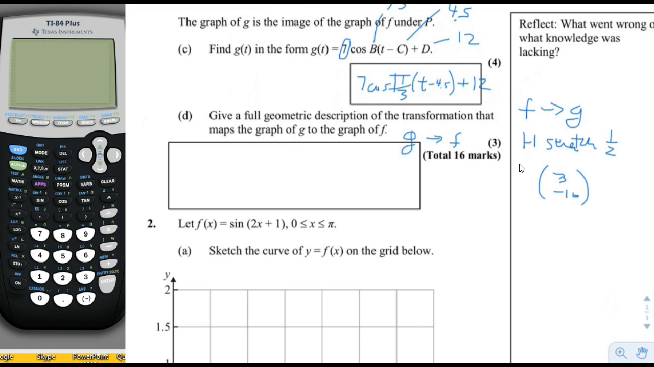Now you're going to do the opposite. First, you're going to do a translation, and you're going to do exactly the opposite translation: negative 3, positive 10. And then after you do the translation, you're going to do a horizontal stretch, but by the opposite factor, times 2. Okay? So you can do the opposite.